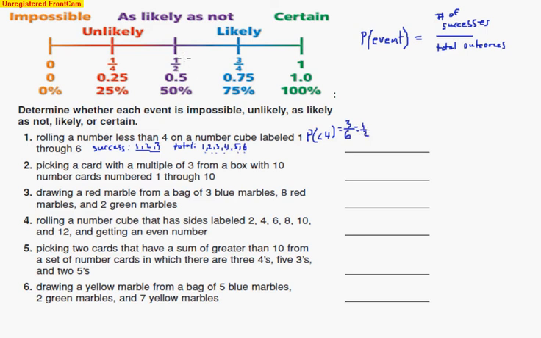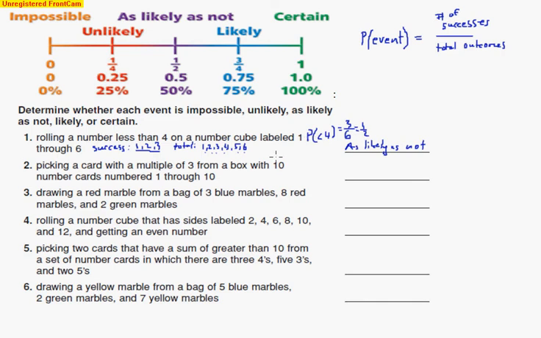So 1/2 is right in the middle, and that is the only one where you're going to say as likely as not. If it's right in the middle, that's 50%, 0.5, 1/2. That means it's going to be as likely as not. Anything on either side would be unlikely, likely, impossible, or certain.